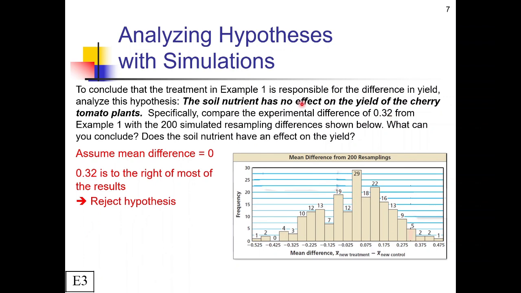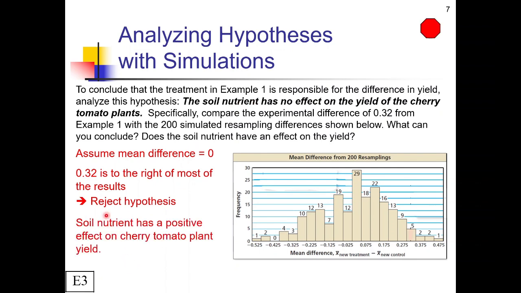Since the hypothesis was that the soil nutrient didn't have any effect, rejecting that means that we're accepting the claim that the soil nutrient has a positive effect on cherry tomato plant yield.